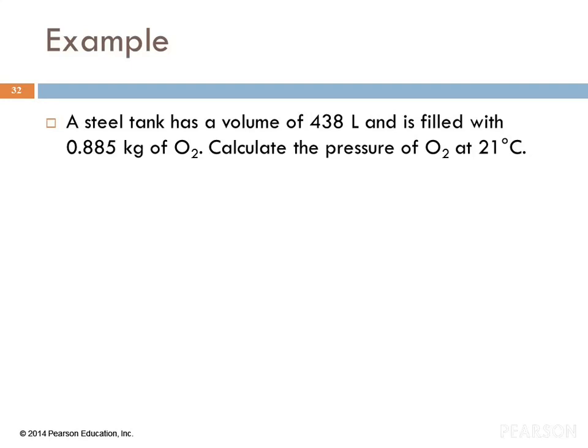So always read through the whole problem. A steel tank has a volume of 438 liters and is filled with 0.885 kilograms of oxygen. Calculate the pressure of oxygen at 21 degrees Celsius. Now, reading that, you may recognize that nothing is changing. The other problems we've had so far, there have been two volumes or two pressures. There have been two of one of the quantities.